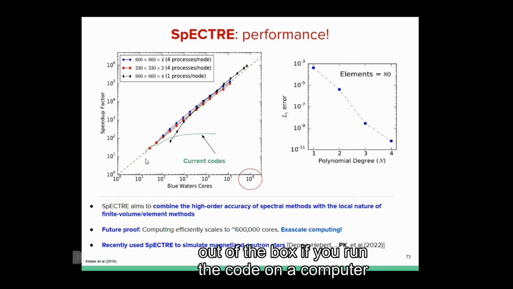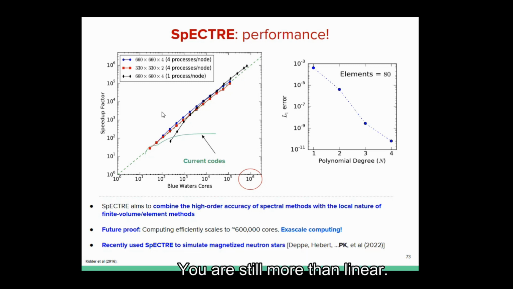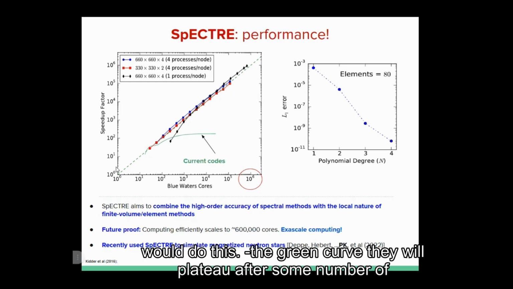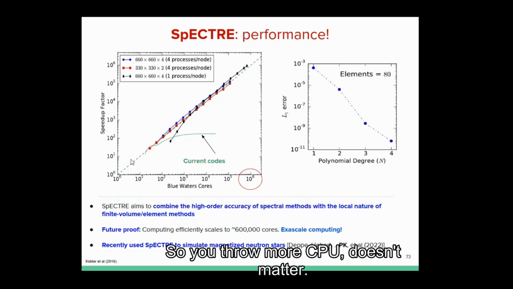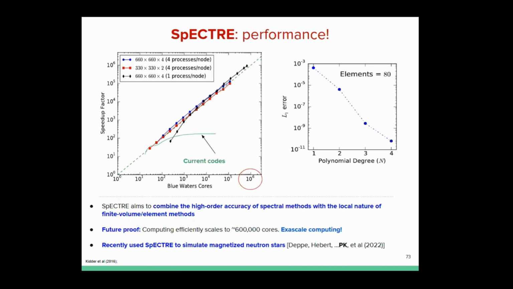You will take the code onto a supercomputer which has about 500,000 cores, and it scales linearly. You can't scale more than linear. That's impossible. So linear is the best you want. And so typically our old codes would do this, the green curve. They will plateau after some number of cores, and at this point communication dominates. So you throw more CPUs, doesn't matter, communication dominates. So this is sort of a future-proof way of doing expensive codes. It doesn't need to be used only for scalar waves or simpler problems. By simpler, I don't mean conceptually simpler, I mean computationally.